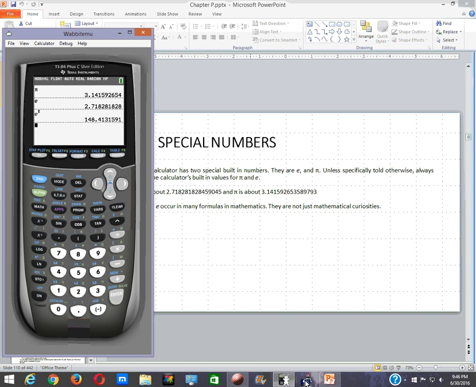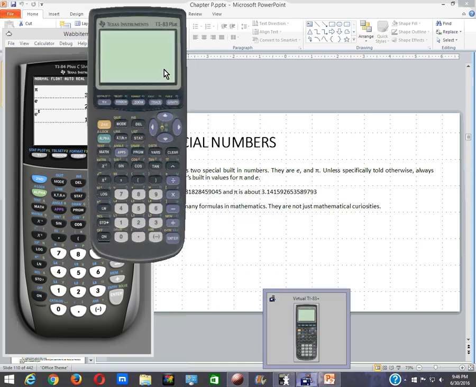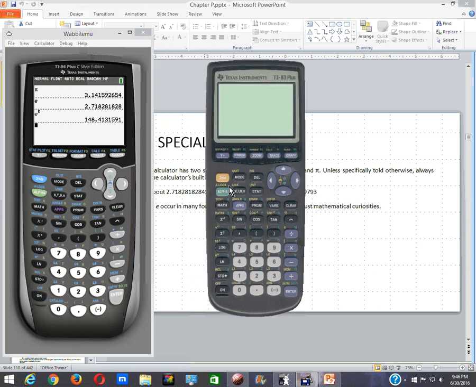Now if you do have the 83, let me bring up my 83. Notice what's in blue is actually in orange on the 83. I guess I've got to turn it on. So second pi, and again there's its calculation, second e, and then second e to the x. Notice it has the caret, and it's already got the opening parenthesis for the exponent, like if you had 5 times 3 as my exponent. So again, this is the 83, or technically 83 Plus, which just means it has more memory than the regular 83. And this is the 84 Silver Edition.